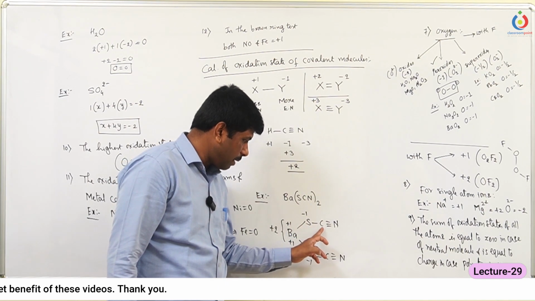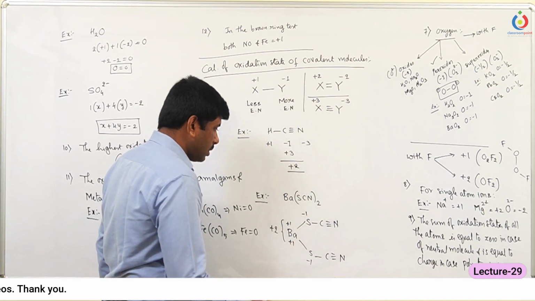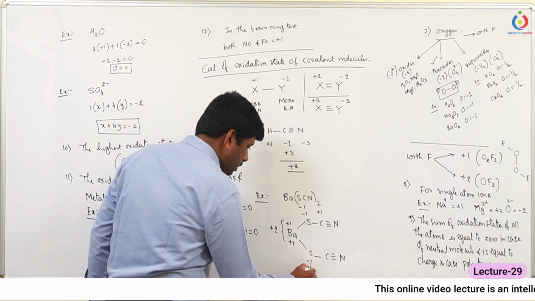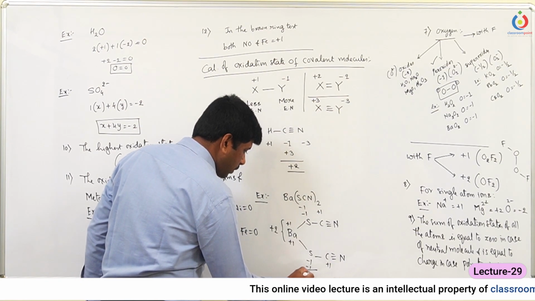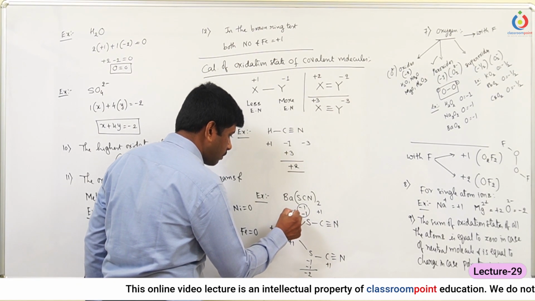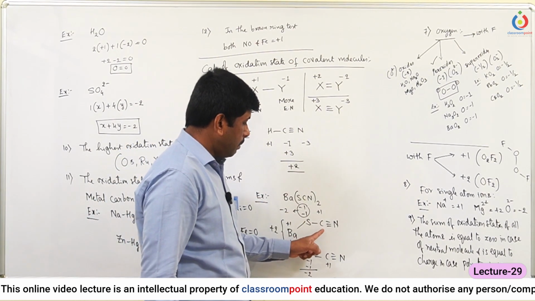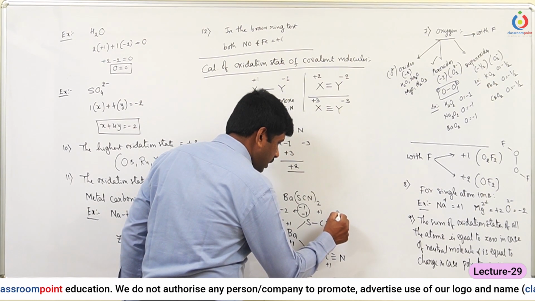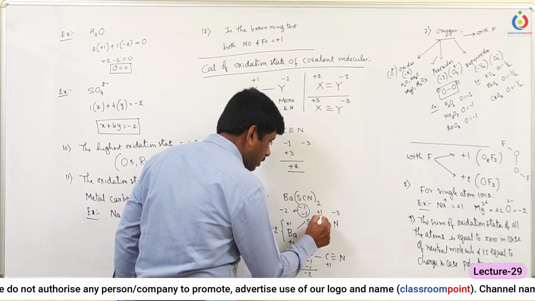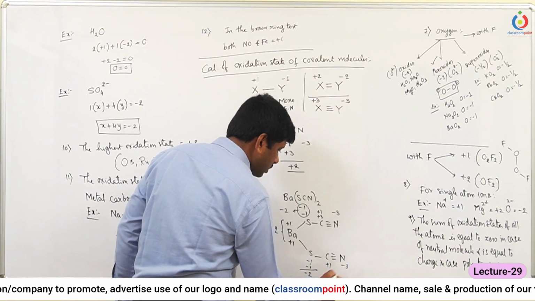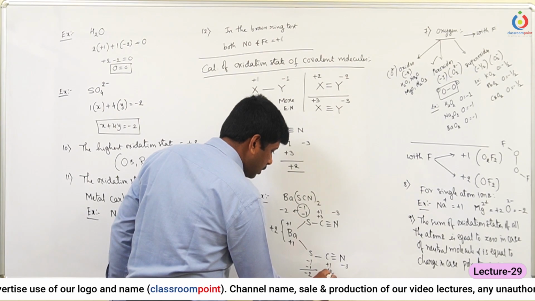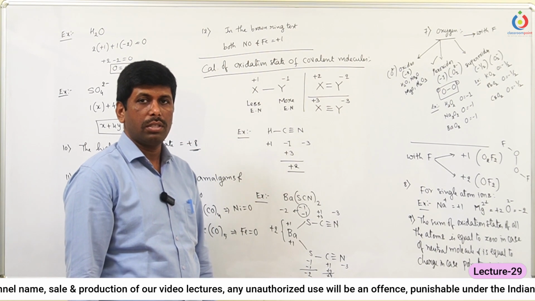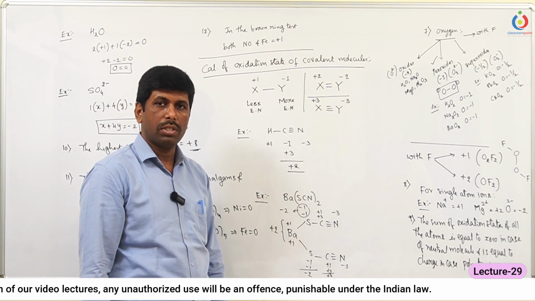And sulfur and carbon. Sulfur is more electronegative than carbon. So sulfur gets minus 1 oxidation state from the bond, whereas carbon gets plus 1. Here also sulfur gets minus 1, carbon gets plus 1. Together sulfur oxidation state is minus 2. Now carbon and nitrogen. Nitrogen is more electronegative than carbon, so nitrogen gets the minus 3 oxidation state, whereas carbon gets the plus 3 oxidation state. Here also nitrogen gets minus 3, carbon gets plus 3. So the oxidation number of the carbon is equal to plus 4. So like this we can calculate the oxidation state in the case of covalent compounds or covalent molecules.